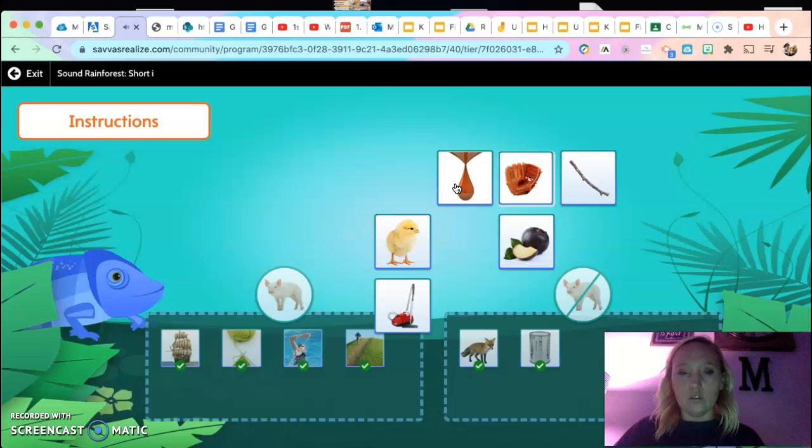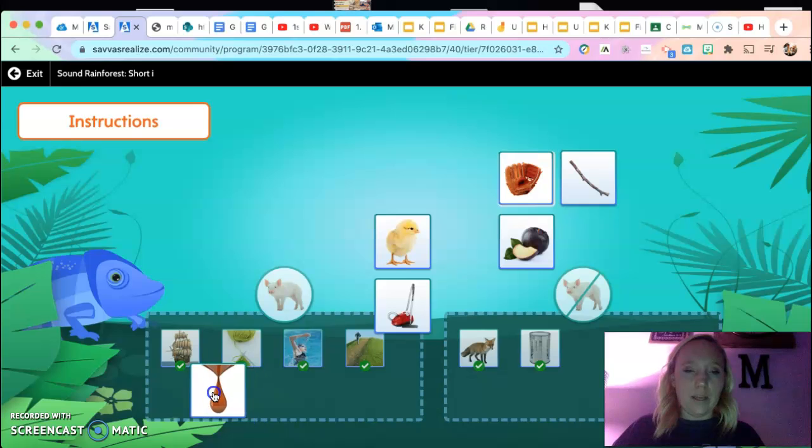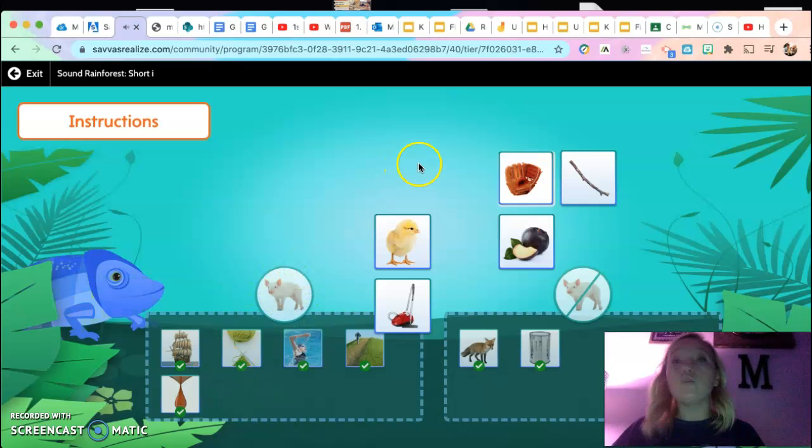Drip. Point to the column where you think drip will go. Did you point to the pig? Drip. Very good.